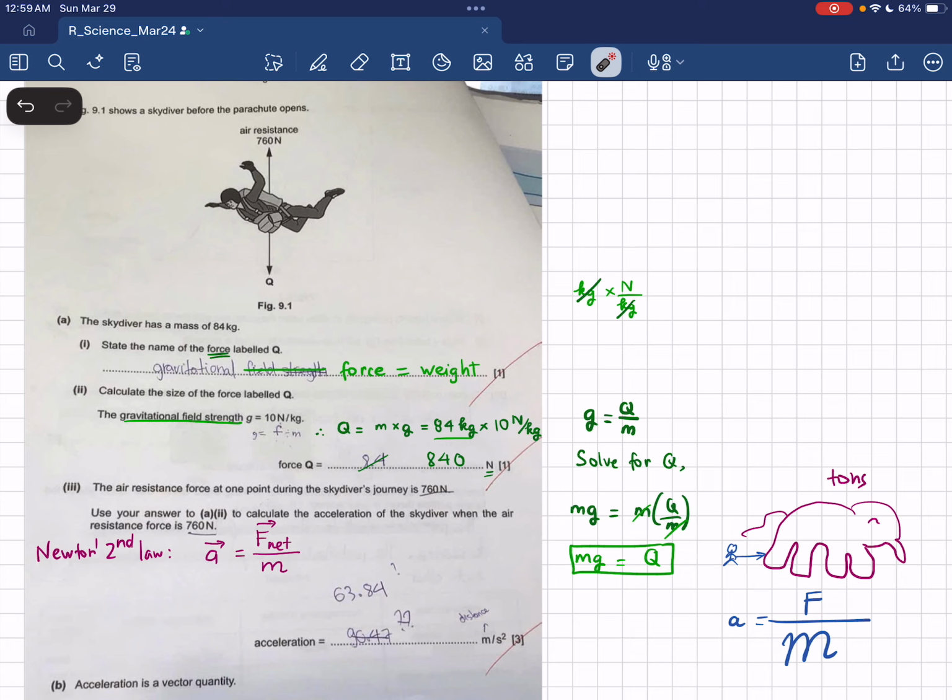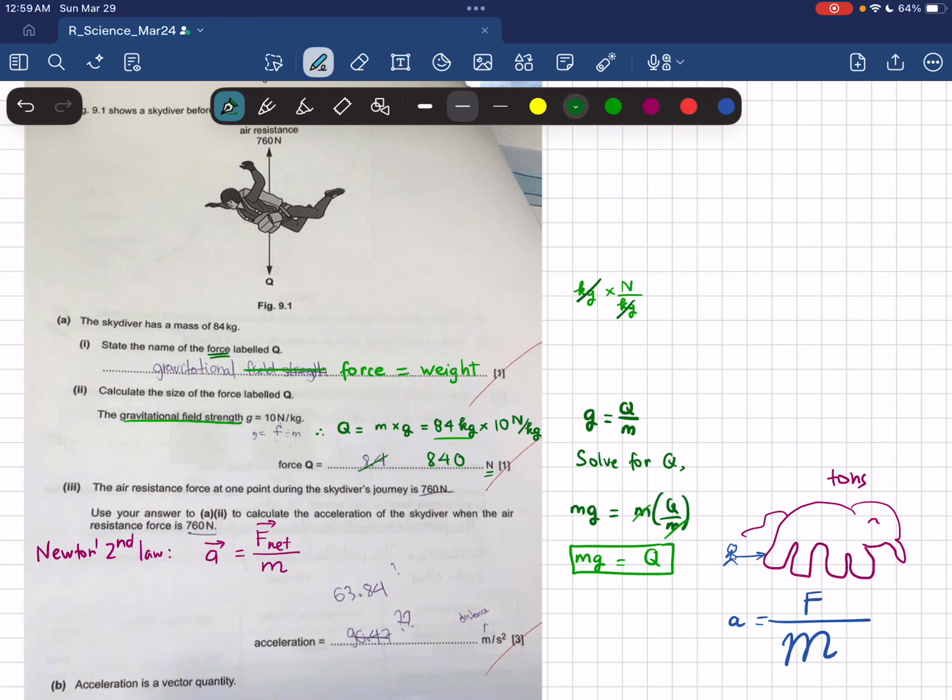Okay? What about the other way? What if the elephant pushes? So what if we are here and then the elephant tries to push us? Then we can see that if, for example, the elephant applies the same amount of force, but because our mass is very little, with its strength it can give us a really big acceleration.